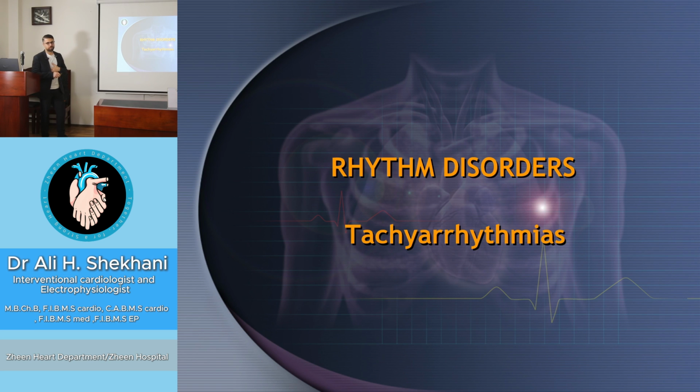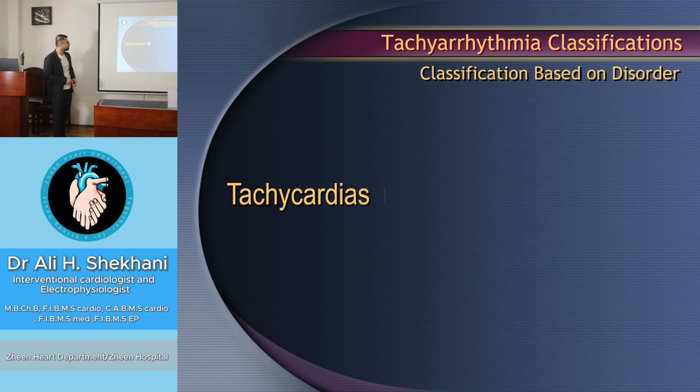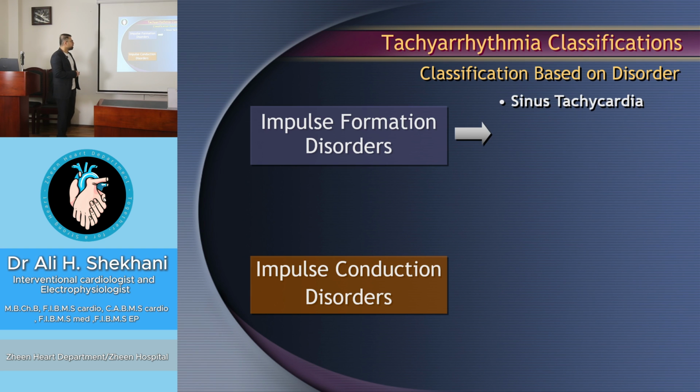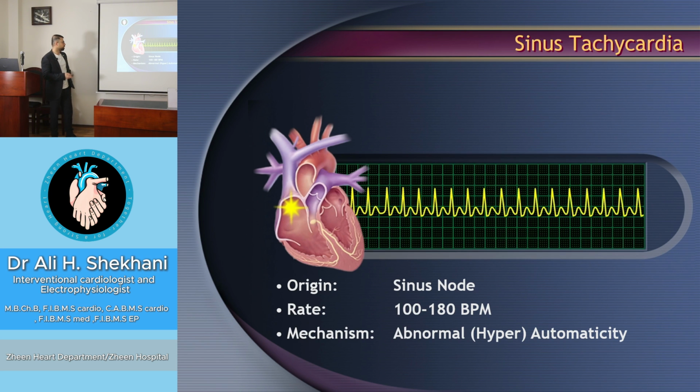Still, we are in the rhythm disorder. We finished the bradyarrhythmia, so let me start the tachyarrhythmia. The tachyarrhythmia, again, could be a defect in the impulse formation or a defect in the impulse conduction. Defect in the impulse formation, we have sinus tachycardia. Sinus tachycardia, the defect is in the sinus node, it just fires very fast.